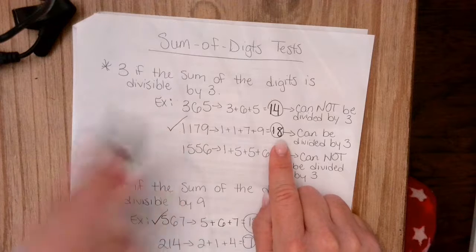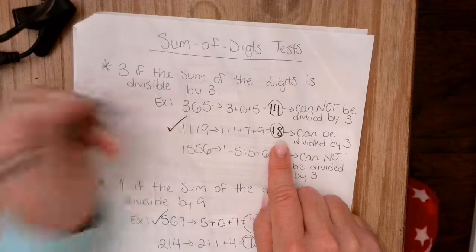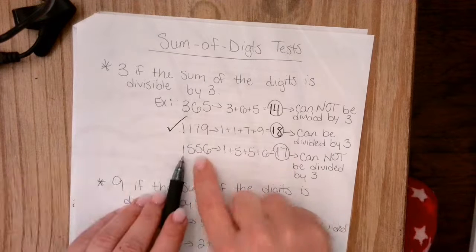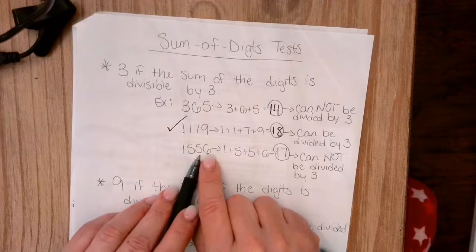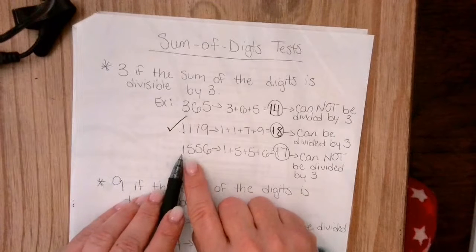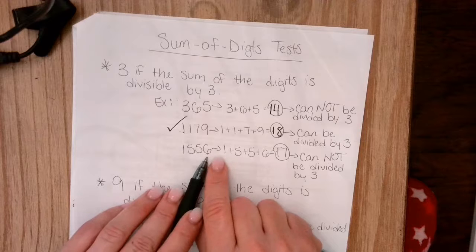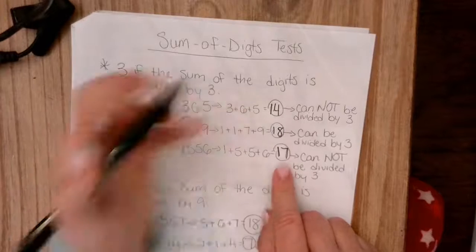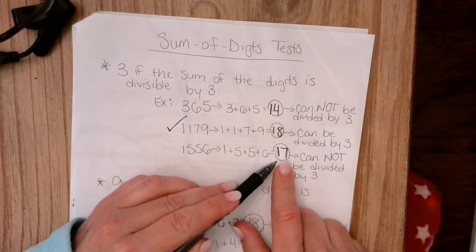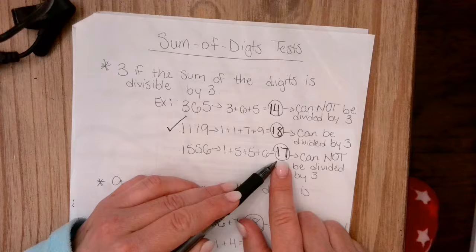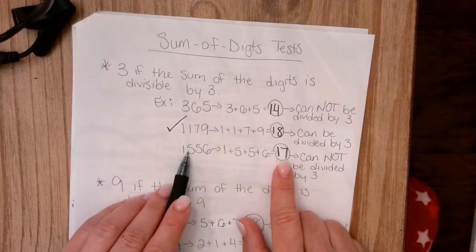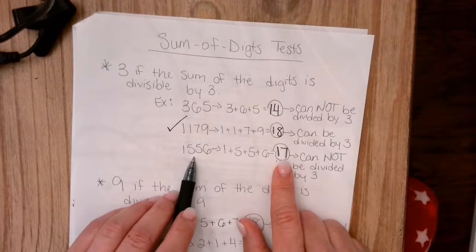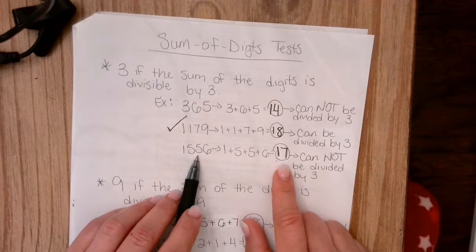So this one, I put a giant check mark because that means that it is divisible by 3. Okay? The last number, I have 1,556. So I added 1 plus 5 plus 5 plus 6, and I got 17. 17 is not divisible by 3 because 3 cannot go into it. So 1,556 is not divisible by 3. Okay, and hopefully that's an easy shortcut for you.